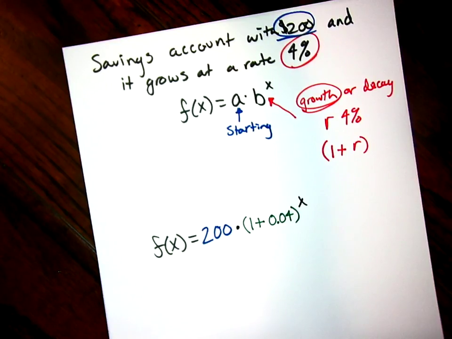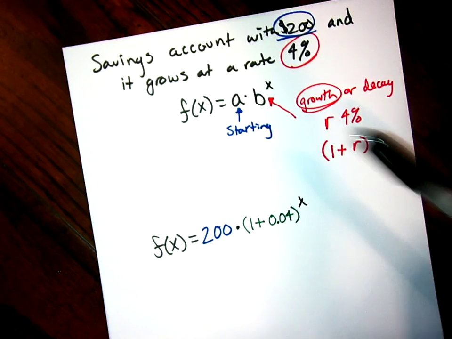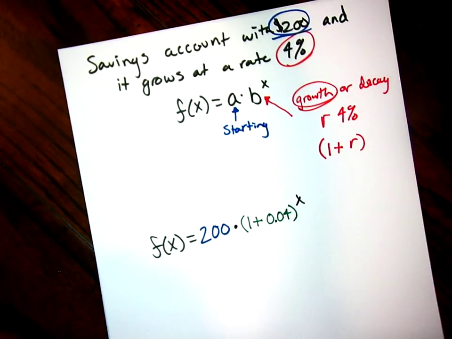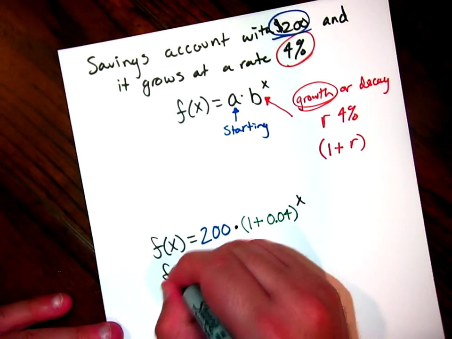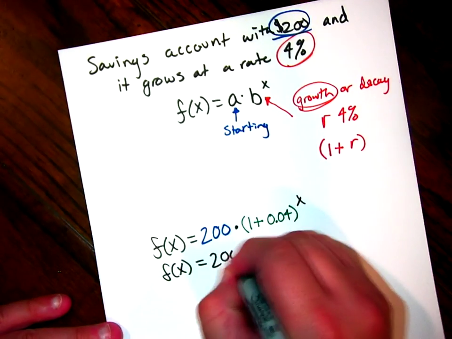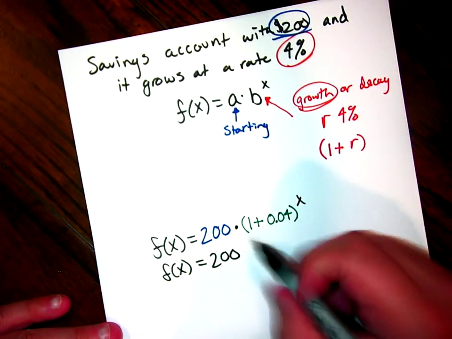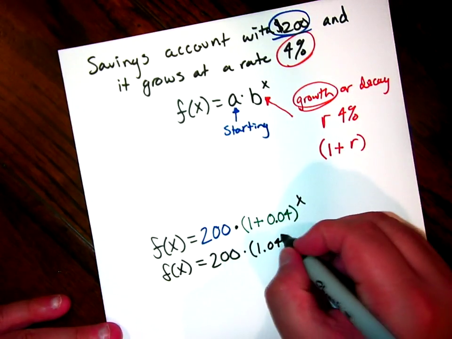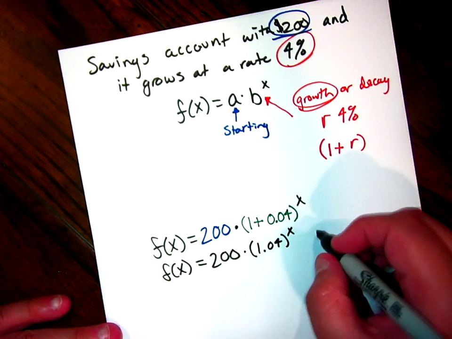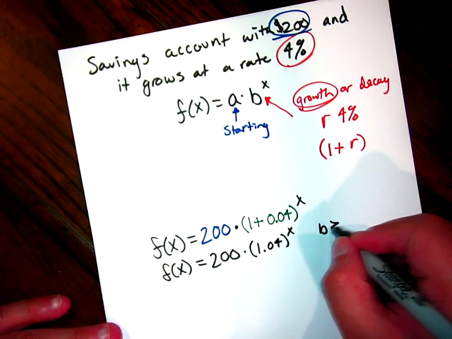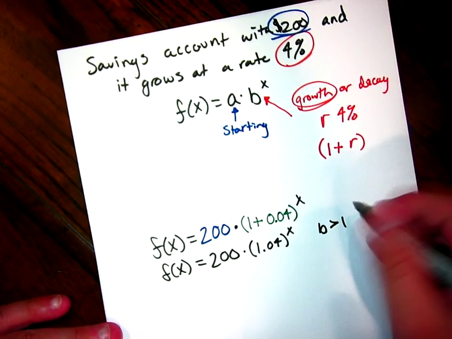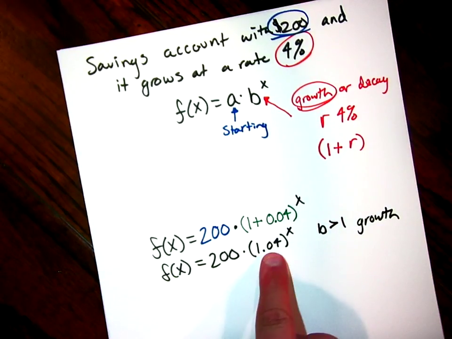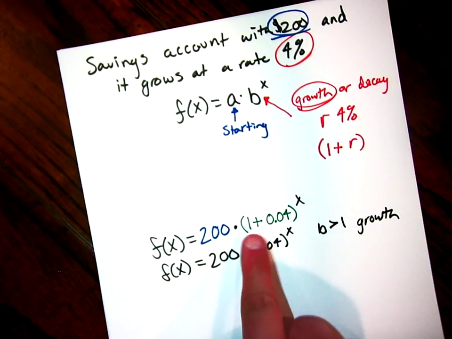So there are the two key attributes, the b value or the factor or rate. You can see here that if we simplify in these parentheses, this 1 plus the rate, you're going to get 1.04 to the x. And that shows you that b is indeed greater than 1, so we get growth. So there's your b value. We got that by doing 1 plus r for growth.